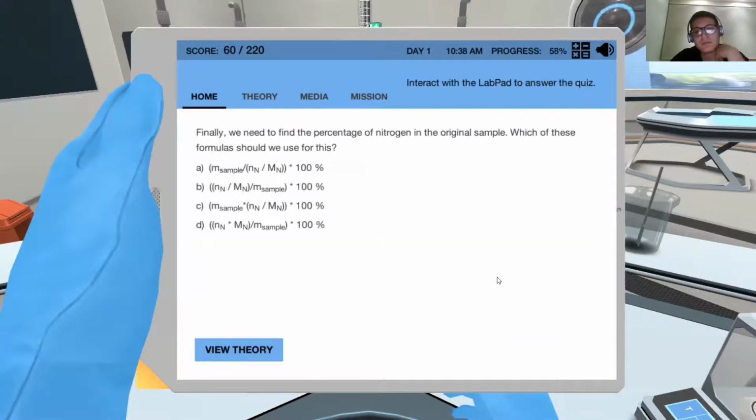Finally, we need to find the percentage of nitrogen in the original sample. Which of these formulas should we use for this?